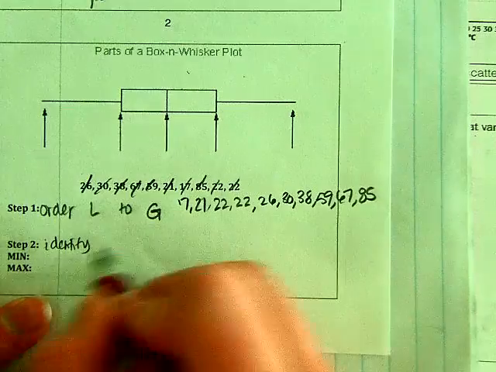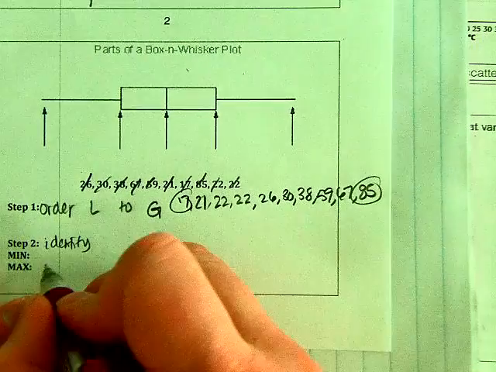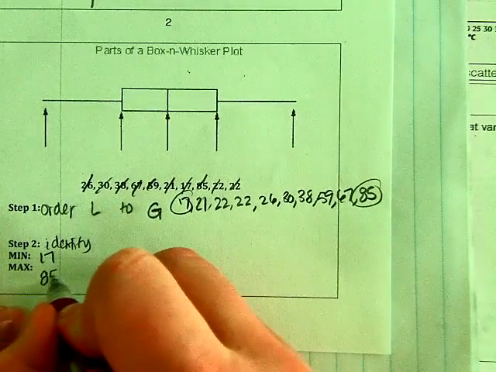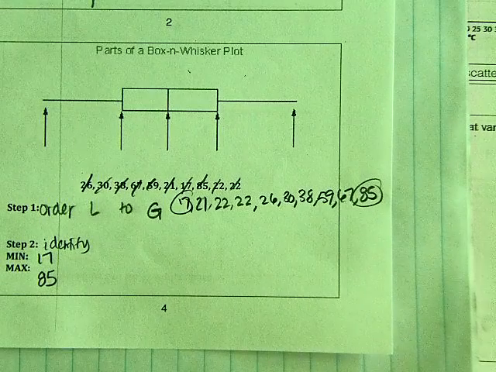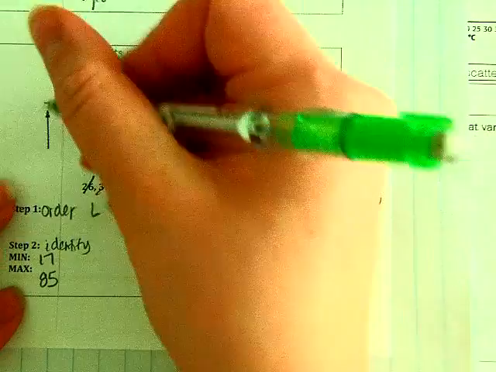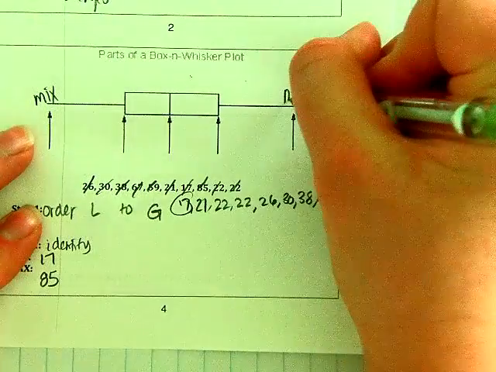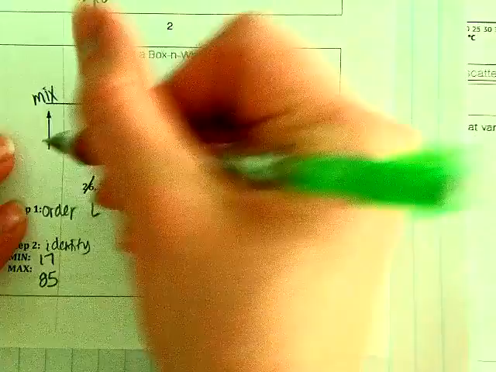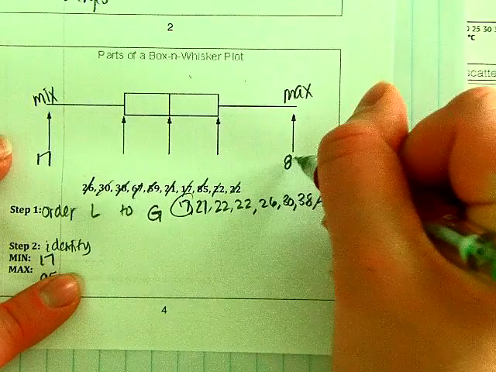Okay. Step 2, identify the min and max. The minimum is 17, the maximum is 85. So then those things get labeled on our box and whisker plot. The first arrow is going to be my min, and the last arrow is going to be my max. So the minimum is 17, the max is 85.